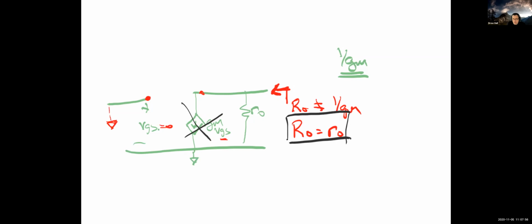So don't always assume that the output impedance is 1 over gm or the input impedance is 1 over gm. 1 over gm is a very special case when we have that connection, okay? Or if we're looking up into the source of a common drain transistor. All right, any questions about calculating input output impedance?